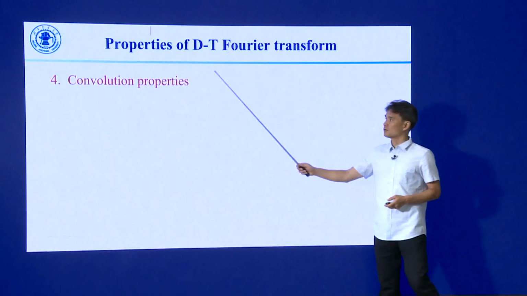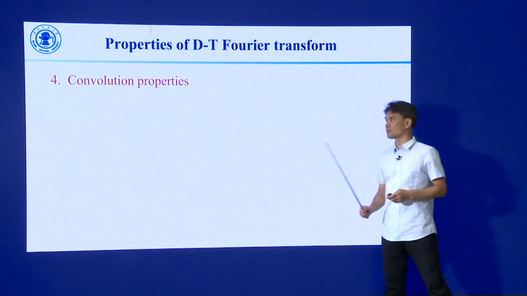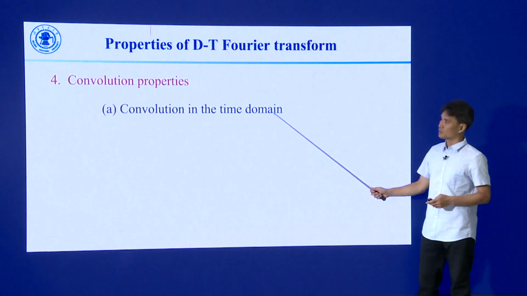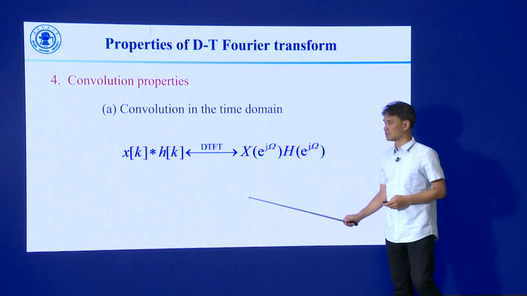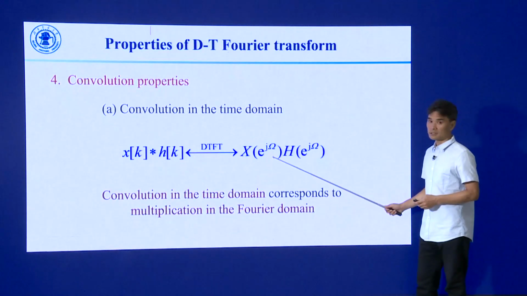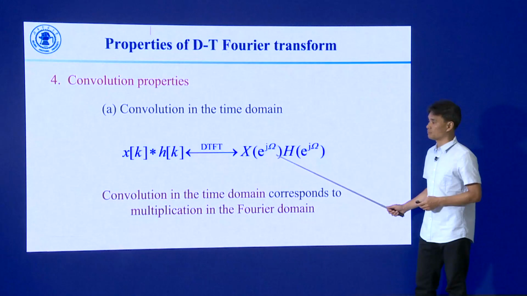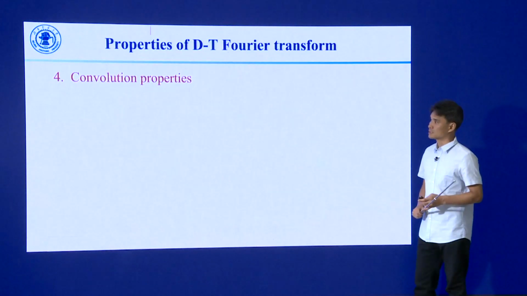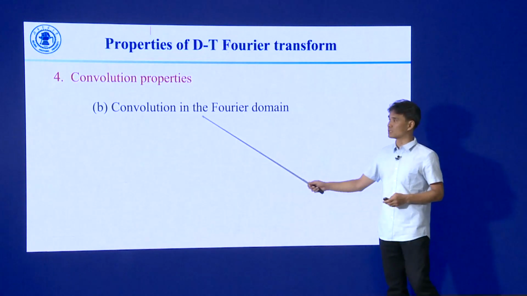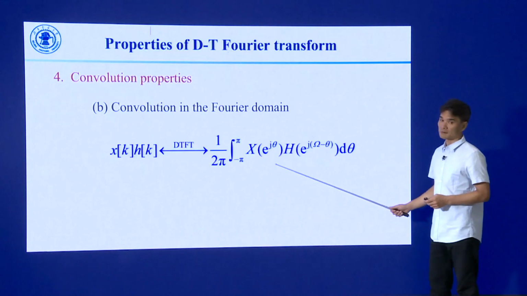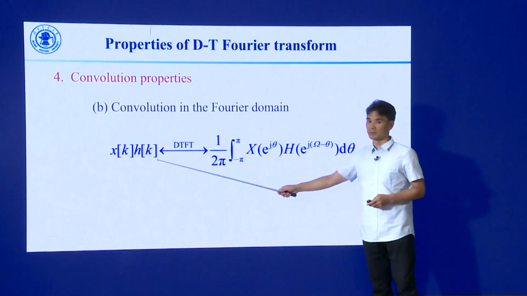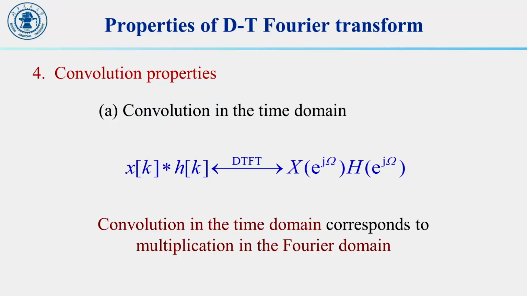The next is the convolution properties. So the convolution can happen in the time domain. When you do convolution in the time domain, then in the frequency domain, the operation is multiplication. The second is when you do the convolution in the frequency domain, it corresponds to multiplication in the time domain. So basically, convolution in one domain corresponds to multiplication in the other domain.